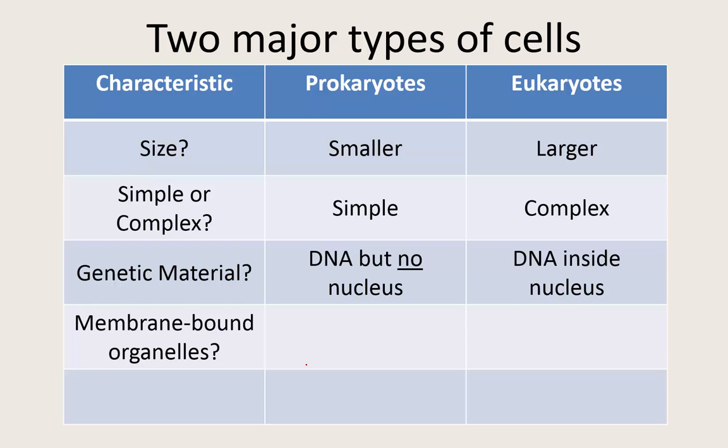Which one has membrane-bound organelles? Can you think of a membrane-bound organelle? If not, we're going to talk about some. Think of organelles as being like the organs of a cell. Our organs are our heart, our liver. Well, cells kind of have organs too, and they're called organelles. One example would be a mitochondria. That would be an organelle that has a membrane around it. Eukaryotes have membrane-bound organelles. Prokaryotes do not have organelles that have membranes around them. So that's another distinguishing feature between the two.